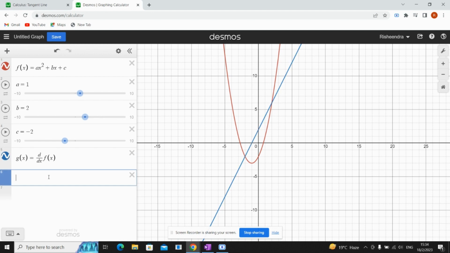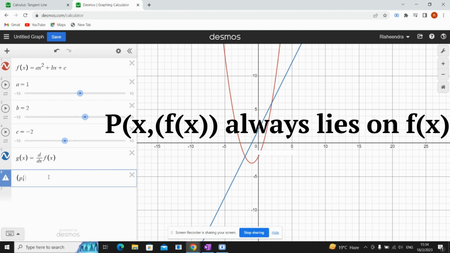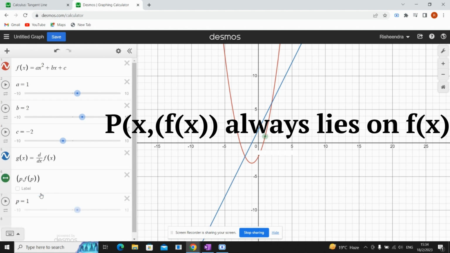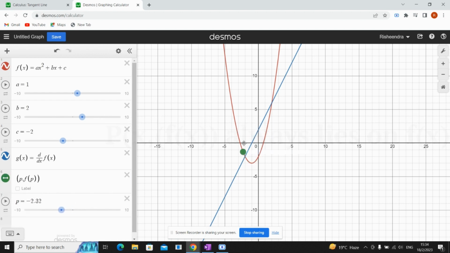See, good, right? We have to find the slope of the given tangent at a particular point. So I want a point. Let's assume the point be p. So p comma f of p. See, add a slider to p. Look at this point p. I can move this point p, and this point moves along the red curve.